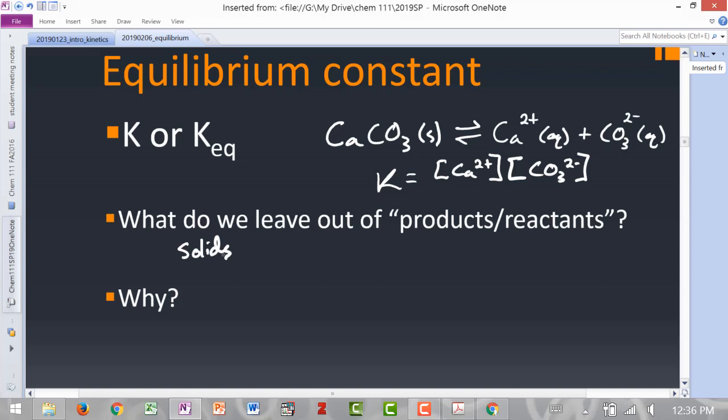The way it's mathematically treated is you say it's 1, which to me is kind of unsatisfying, but at least it works the same way every time, so it's consistent. As long as there's a solid there, I don't really care how much it can dissolve. And to a point, that works. Functionally, you leave it out of products over reactants. Mathematically, it becomes 1, so it's that divided by 1, and we just usually don't write it. Pure liquids.